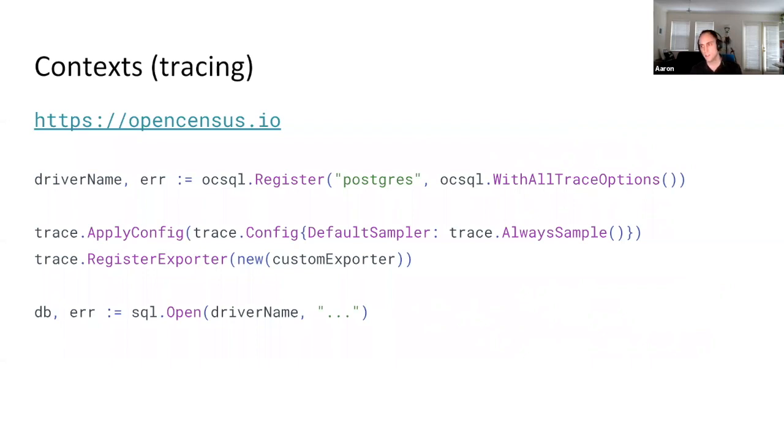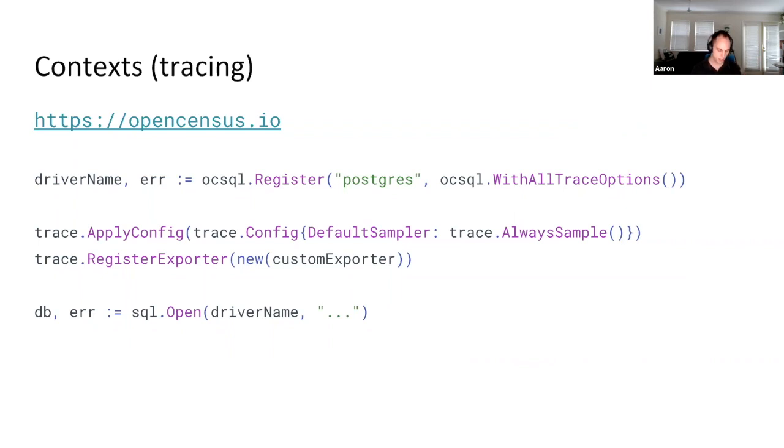OpenCensus.io, I used that for this demo. What it does is it creates a wrapper around the Postgres driver. That's what that OCSQL.register is all about. And I say, with all trace options, just show me everything, give me everything. I apply some configurations and register an exporter, which is how it is supposed to dump the data.